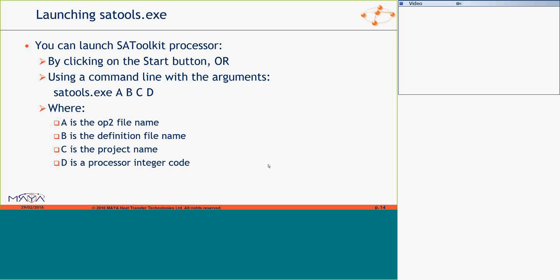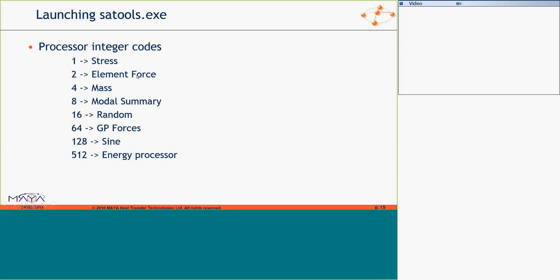I mentioned you can launch the SA Toolkit by clicking the Start button, as I've just done. You can also start it from the command line, as follows. You point to the executable. You have four arguments. The first is the OP2 file name. The second is the definition file name, with the default syntax for the definition file. Here's where you can define a new project name; this is the third argument. And the fourth is an integer code. Since we have one executable for the processors, the integer points to the processor that you want to run.